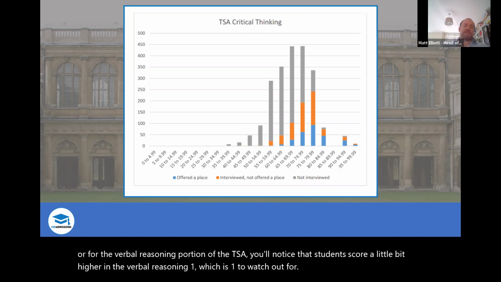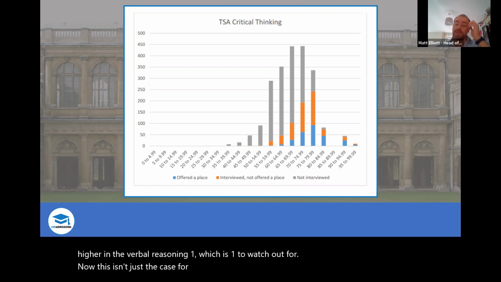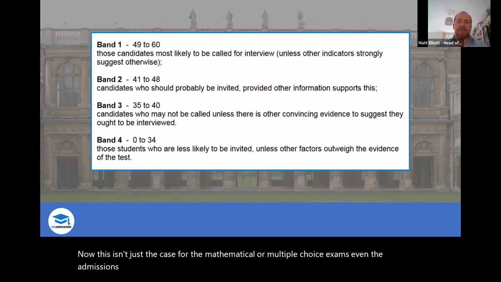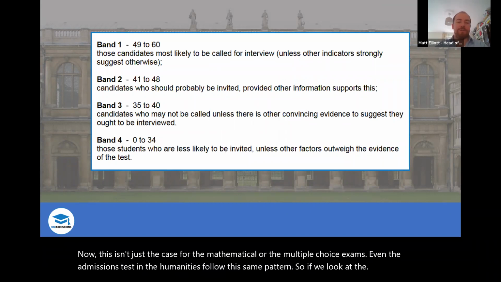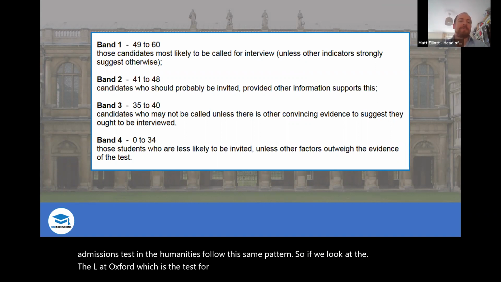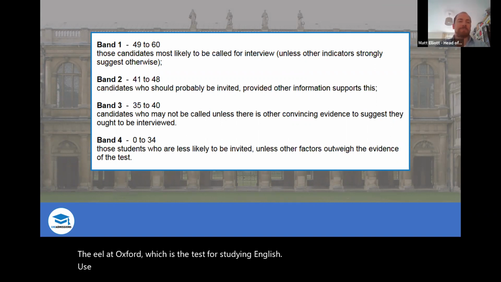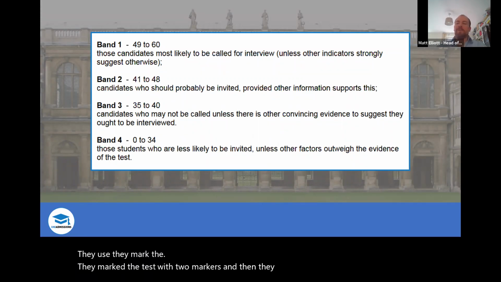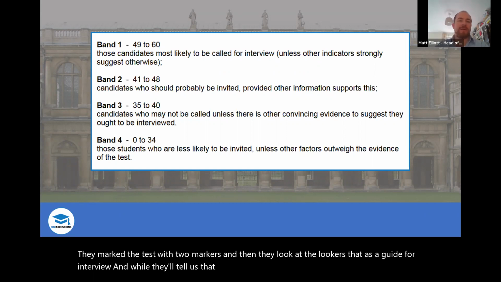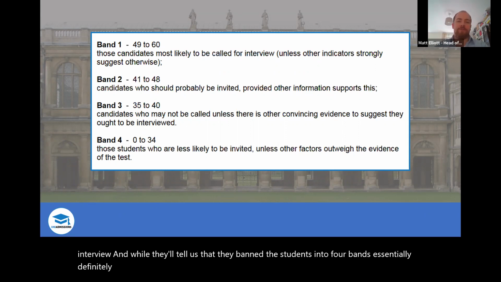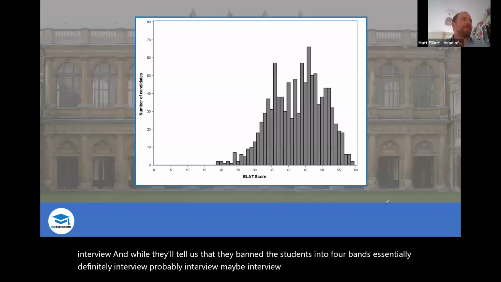Now, this isn't just the case for the mathematical or the multiple choice exams. Even the admissions tests in the humanities follow this same pattern. So if we look at the ELAT at Oxford, which is the test for studying English, they mark the test with 2 markers, and then they look at that as a guide for interview. And while they'll tell us that they band the students into 4 bands, essentially definitely interview, probably interview, maybe interview, don't interview, we look at the distribution.